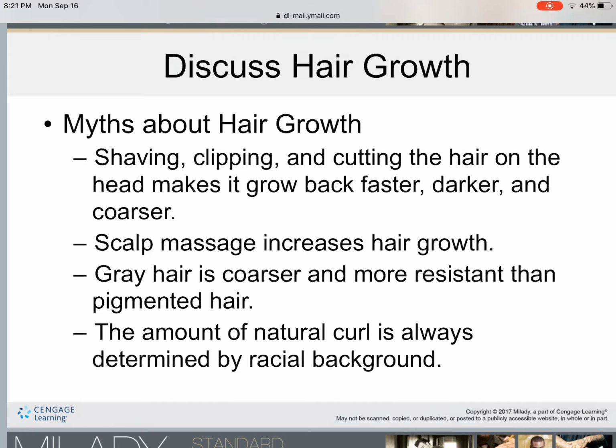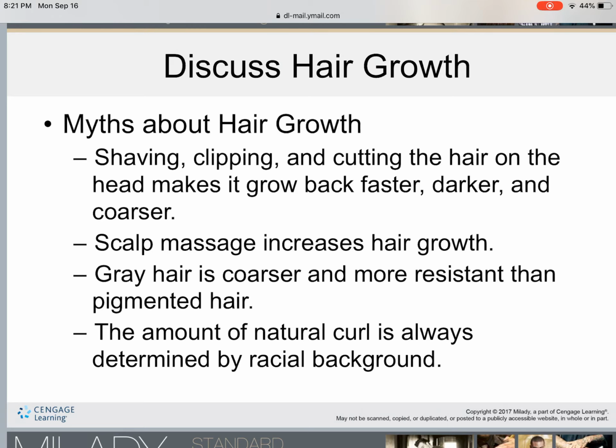Scalp massage increases hair growth. The fact is, scalp massages are very stimulating and can increase blood circulation, relax the nerves, and tighten the scalp muscles. However, it has not been scientifically proven that any type of stimulation or scalp massage increases hair growth.